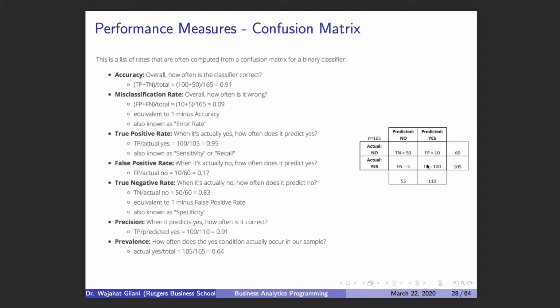Just like before, this is how it's broken down. Your actual answers go across the rows, your predicted answers go into the columns, and we break them up into false positives, true positives, false negatives, and true negatives. This is obviously for a binary classification problem, and this is why it's 2 by 2.